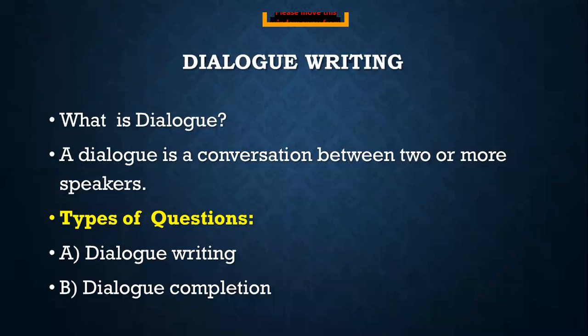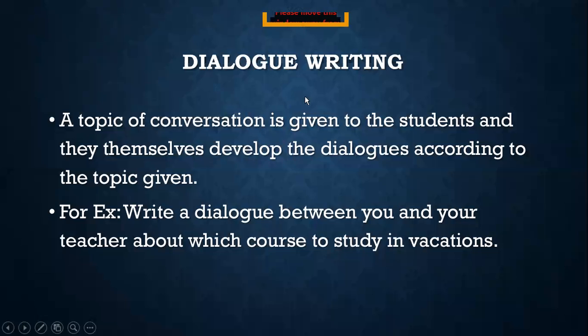That is dialogue. Now, the types of questions you get in dialogue writing: there are two ways for this writing task. One is dialogue writing and another is dialogue completion. Now let us have a look at what dialogue writing is. A topic of conversation is given to the students and they themselves develop the dialogues according to the topic given. Whatever the topic is, the students don't get hints. They have to develop the whole dialogue conversation themselves.